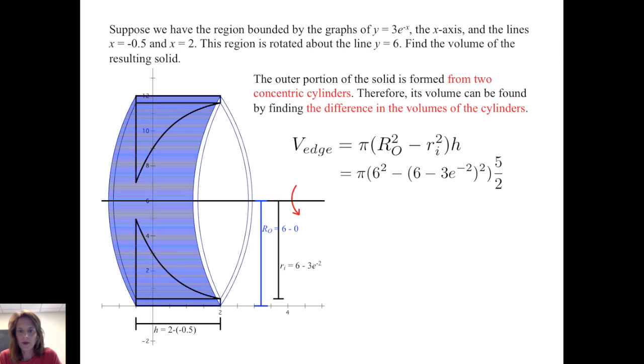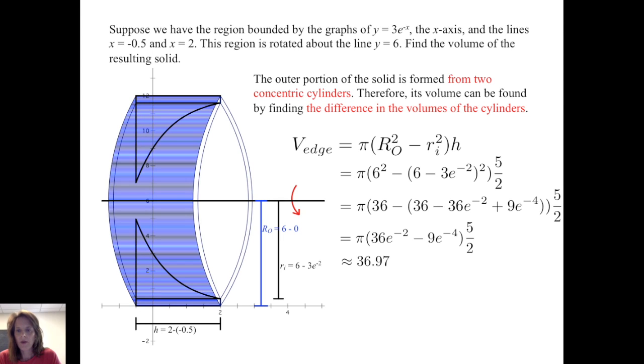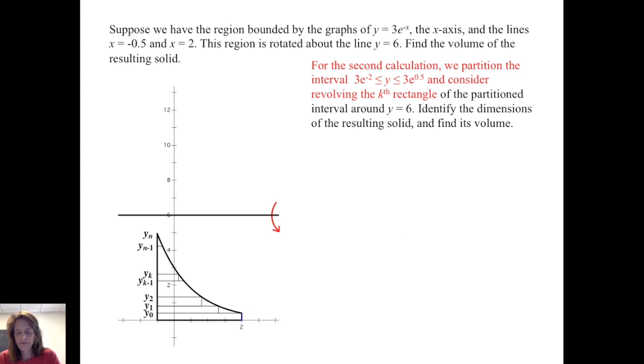So I'm going to plug those radii and the height in. So I've got pi times 6 squared minus (6 minus 3 times e to the negative 2) quantity squared times 5/2. I'm going to expand and simplify, so I get the volume of this outer portion of the solid as being pi times (36 minus 9 times e to the negative 4th) times 5/2, to give me approximately 36.97 cubic units. Again, I did not need any calculus for this volume.